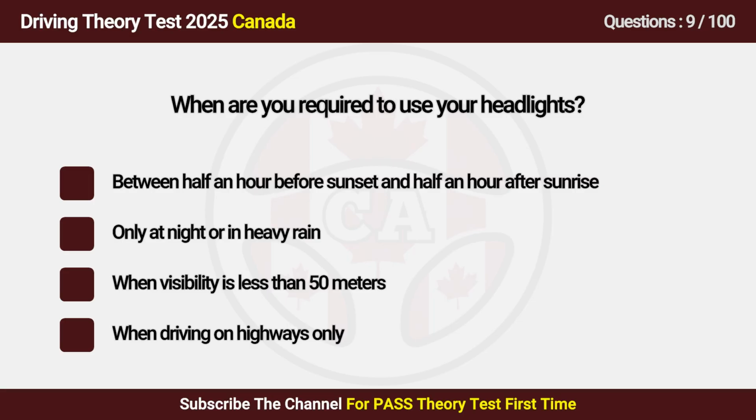Question 9. When are you required to use your headlights? A. Between half an hour before sunset and half an hour after sunrise. B. Only at night or in heavy rain. C. When visibility is less than 50 meters. D. When driving on highways only.